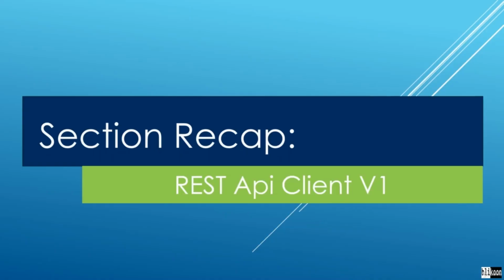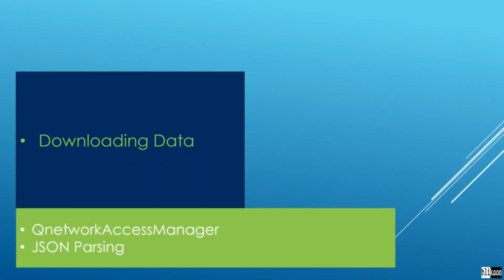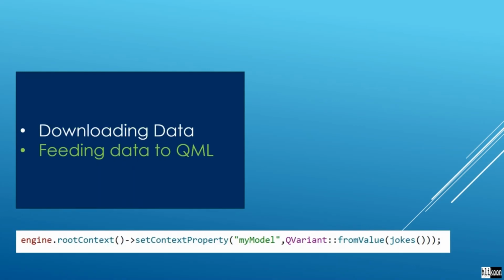Okay, we are done with the version 1 of our API client, and I hope you enjoyed the process of building it, and most importantly, had a chance to practice what we have been doing in this course, exposing your data from C++ to QML. We have used the QNetworkAccessManager API to download HTTP data in our application and parse that as a JSON object. You were able to feed the data to QML using context properties like you see here.